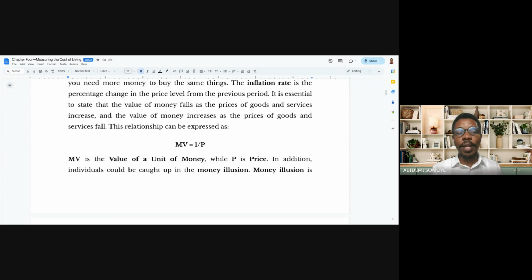You have to be careful. Let's say you have 100,000 naira, for example. I'm using Nigerian currency. Rather than looking at 100,000 naira, you got to look at what it is that 100,000 naira can buy. That will really guide you in how you invest your money, how you save your money, how you plan for the future. So money illusion is taking a look at the quantity of money that you have rather than taking a look at what that money can buy.